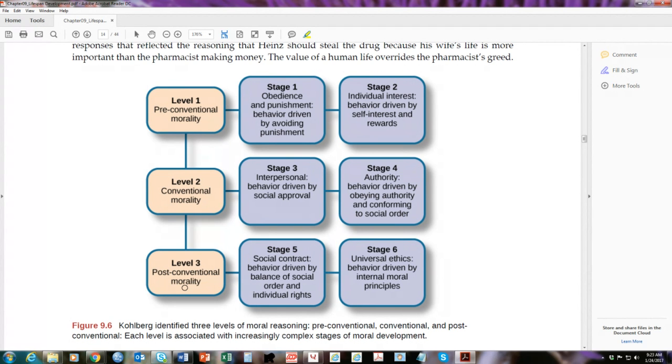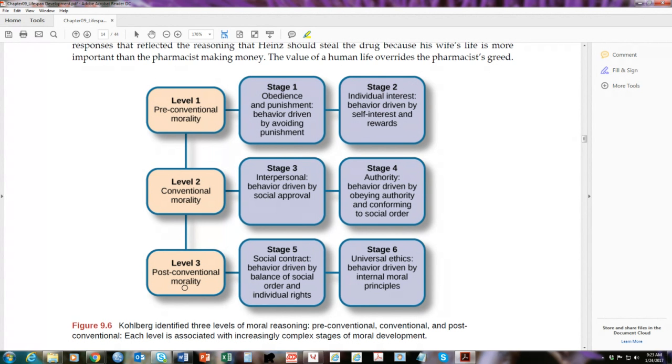And then we get into post-conventional morality, and I'll just move up to stage 6 here. The idea that there are universal ethical principles that essentially overarch any kind of decision. So you could say life is sacred, and it's the right thing to do to save life. If your response is something like that, then you're making a case that your reasoning is based on some kind of universal ethical principle.